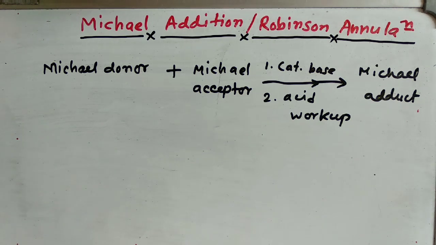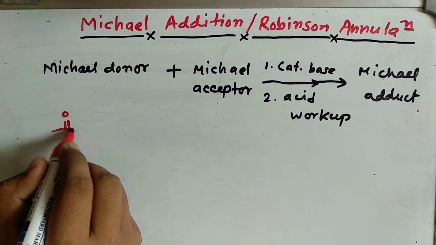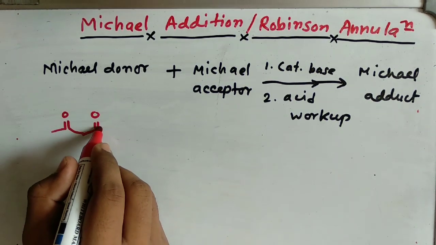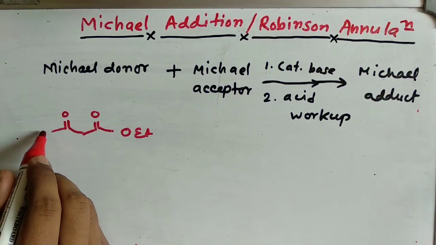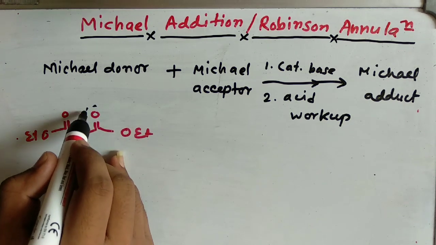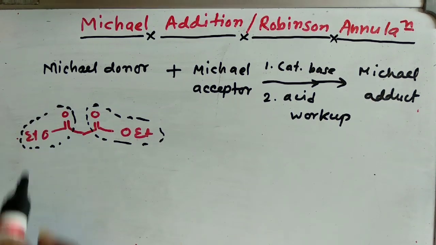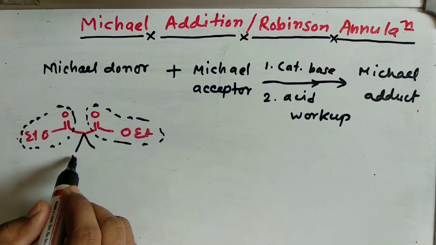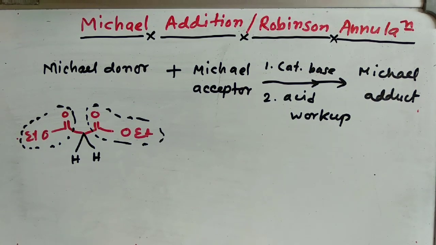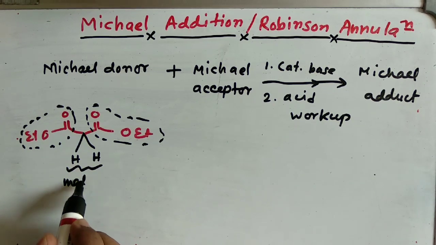So this is the Michael donor. Let's take an example of a Michael donor. This kind of thing we generally call a Michael donor. Here it's OEt, here it's OEt. You know that in this system, between these two groups, 2 hydrogens are present. So it's a 2-hydrogen system, and we call this system methylene.